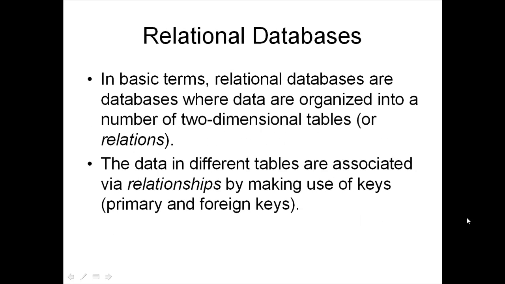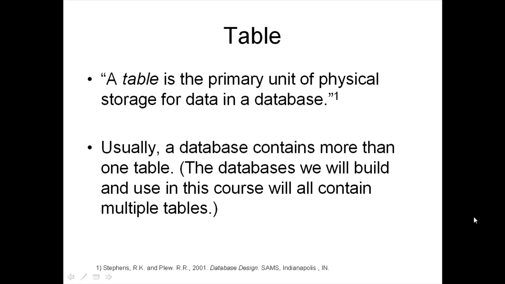In basic terms, relational databases are databases where data are organized into a set of two-dimensional tables, which are also called relations. The data in different tables are associated via relationships by making use of primary and foreign keys. To use a technical definition, a table is the primary unit of physical storage for data in a database. Usually a database contains more than one table, and the databases we will build and use in this course will all contain multiple tables.